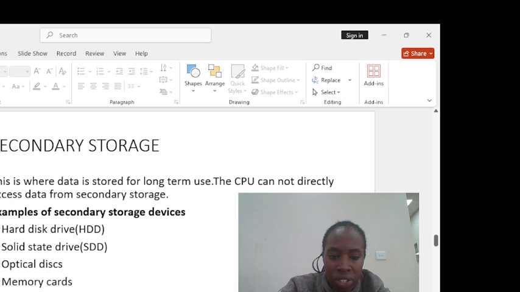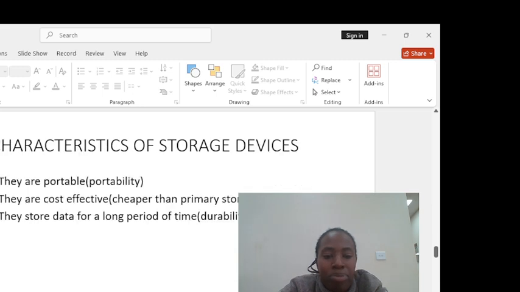Secondary storage is where data is stored for long-time use. Examples of storage devices: hard disk drive, solid state drive, optical discs, memory cards, and magnetic tape. Characteristics of secondary storage devices: they are portable and cost effective, whereby they are cheaper than primary storage. They also store data for a long period of time.